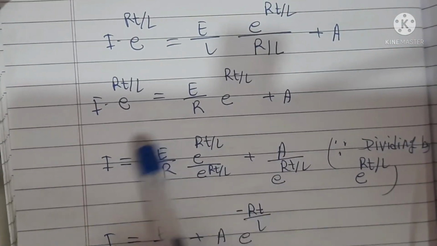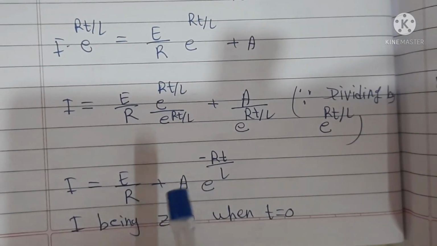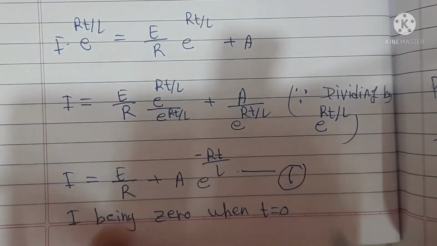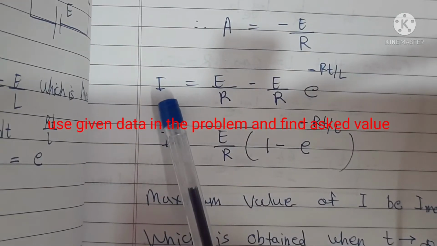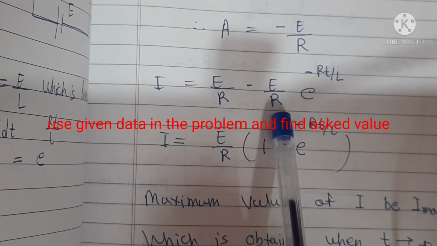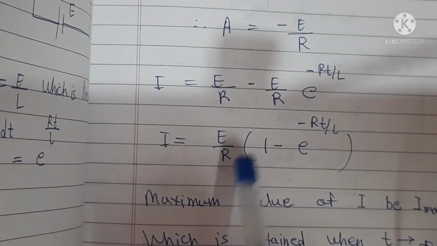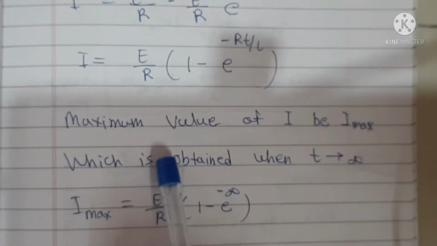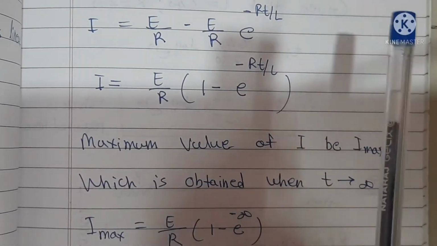You can substitute either here or here, both are the same. Let us call this equation 1 for simplicity. After substituting this value in equation 1, it becomes I is equal to E upon R minus E upon R e raised to minus RT upon L. Therefore I is equal to E upon R into bracket 1 minus e raised to minus RT upon L. This is our particular equation. Okay, this second step is finished here.